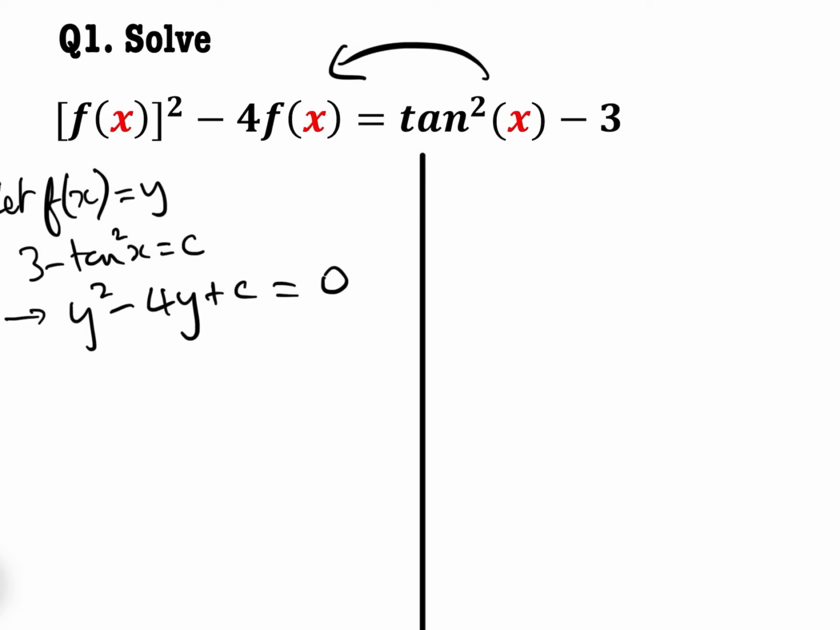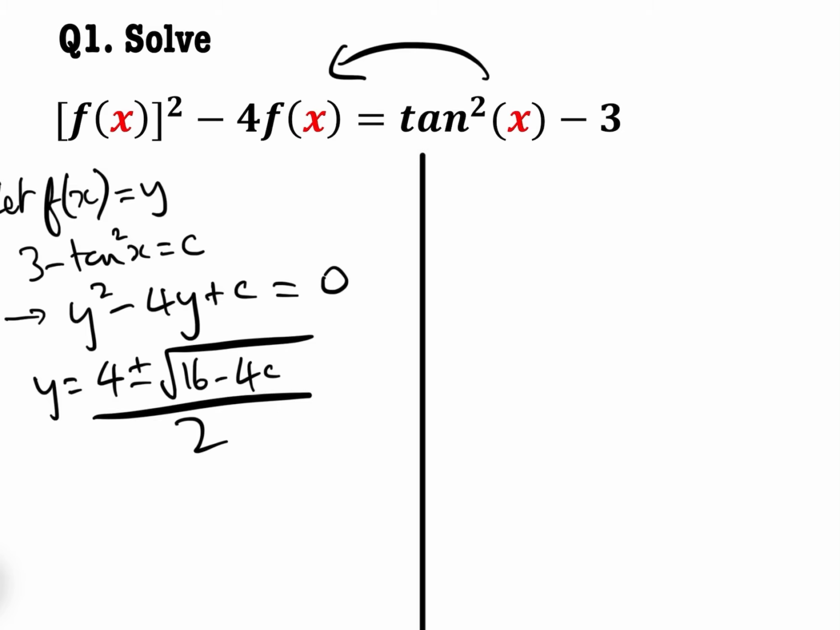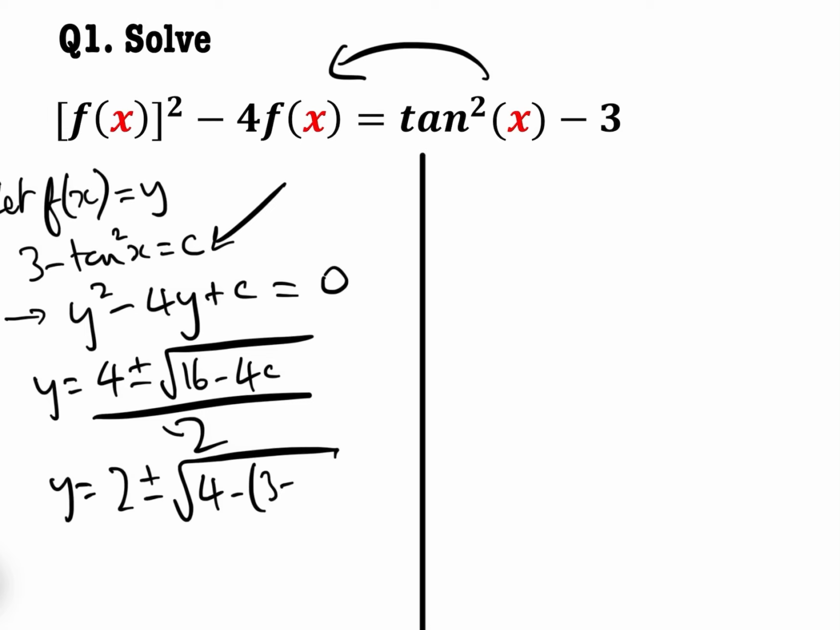So then we solve the quadratic using the quadratic formula. We have y equals minus b plus or minus the square root of b squared minus 4ac all over 2a, which gives us y equals 2 plus or minus the square root of 4 minus c. The only reason I put the c in was so that people would understand. We can now put the substitution back, so c is brackets 3 minus tan squared x. All I've done is put the tan squared back in there.